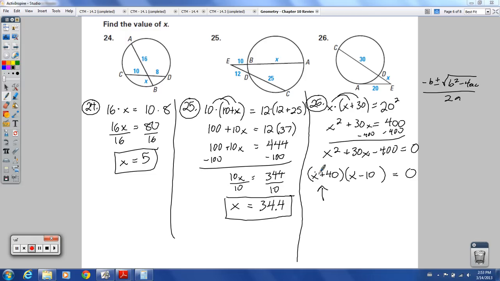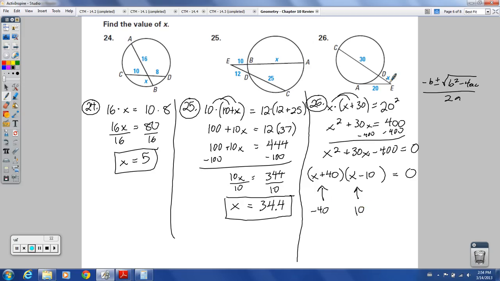whatever you have here, if it equaled 0 altogether, x plus 40, if that part was 0, 0 times whatever's inside here is still going to be 0. And the same idea here. If you have this whole part, the x minus 10 part, equal to 0, 0 times whatever x plus 40 is doesn't matter. 0 times anything is still 0. And so what would make this binomial piece equal to 0, it would be negative 40. This one, it would be 10.